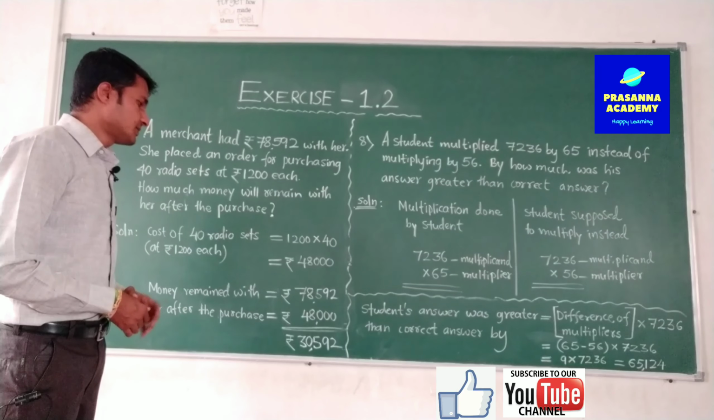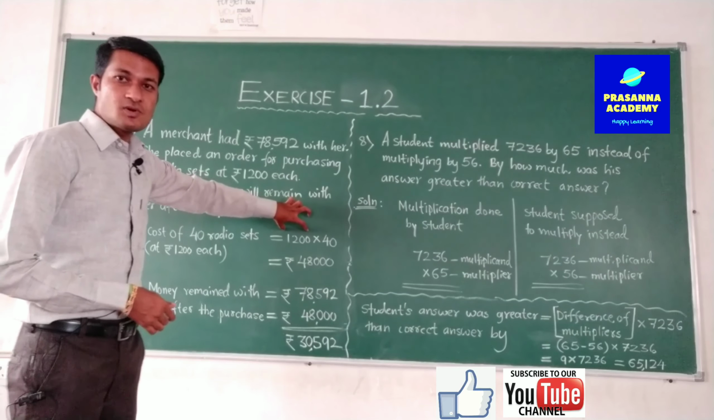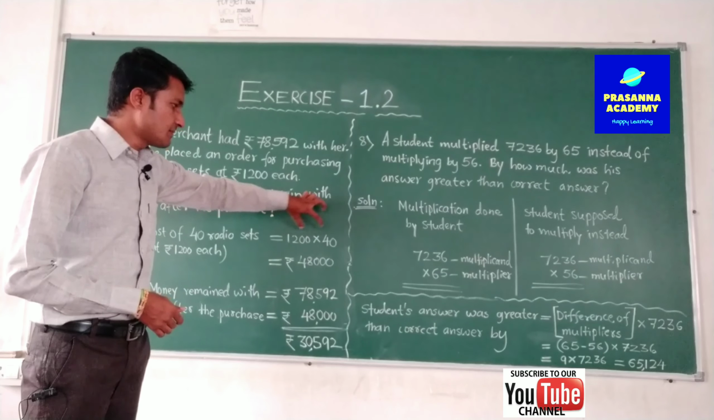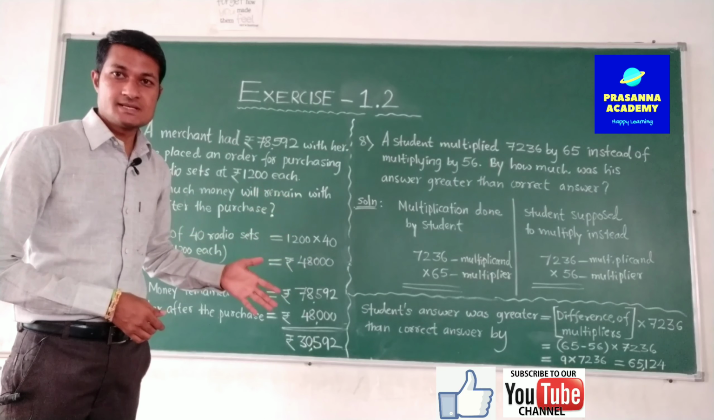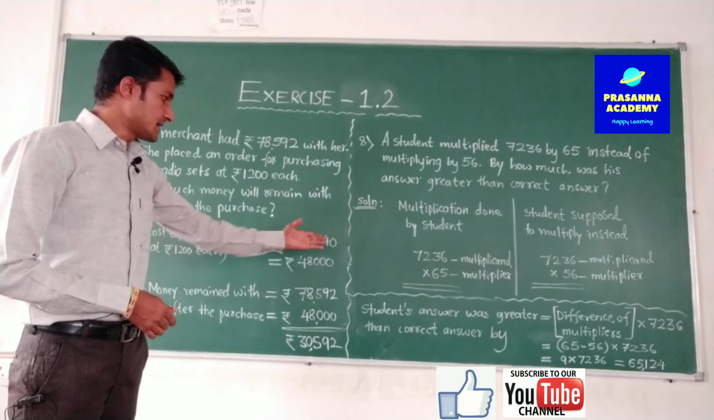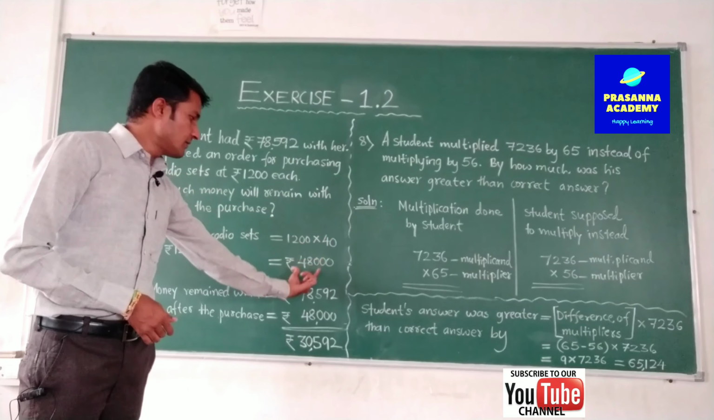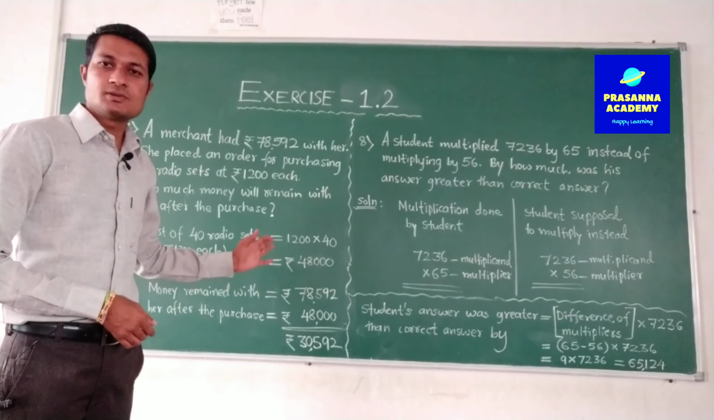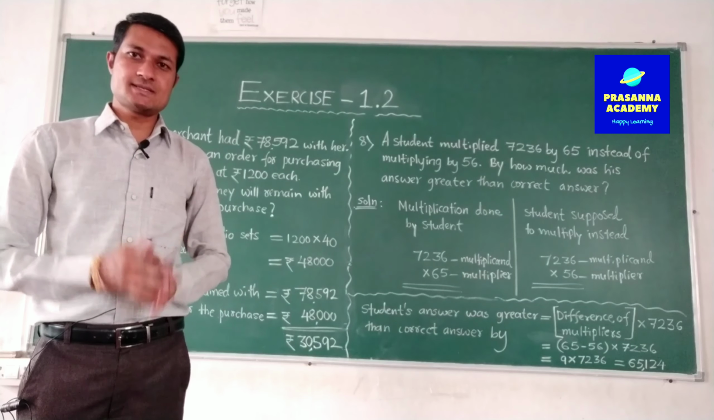To get the answer for this line, we need to multiply the cost of one radio set, that is 1200 rupees, by the total number of radio sets she has ordered, that is 40. Once we multiply 1200 by 40, we will get our product as 48,000 rupees. So this is the total cost of those 40 radio sets.